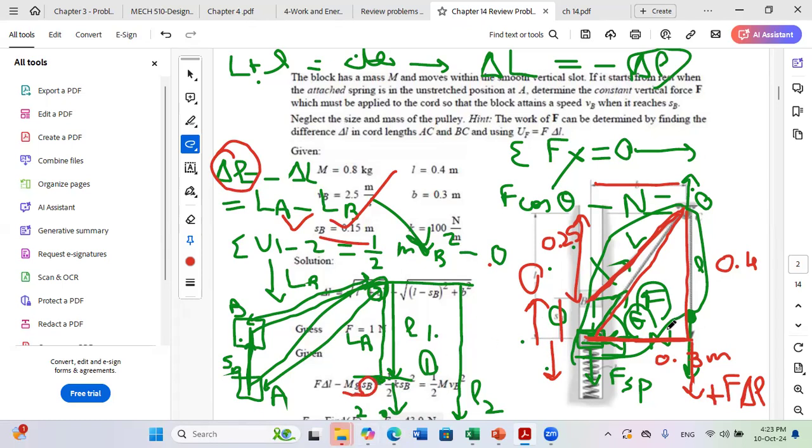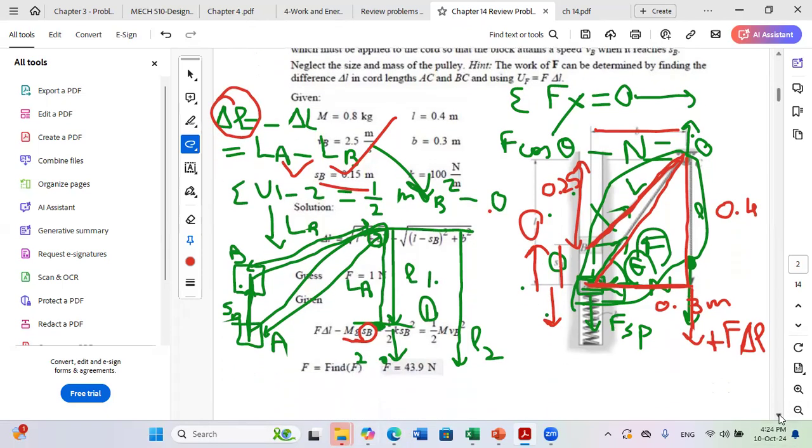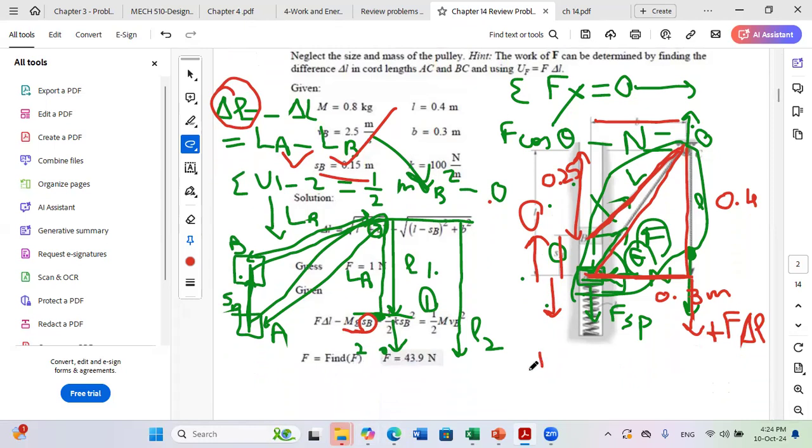And finally, you need the work of the spring. We know that by definition, how we get the work of the spring, it's half K delta L1 square. They said that the spring is initially unstretched. So delta L1 is equal to 0. Then you cancel out delta L1 minus half K delta L2 square. Okay.